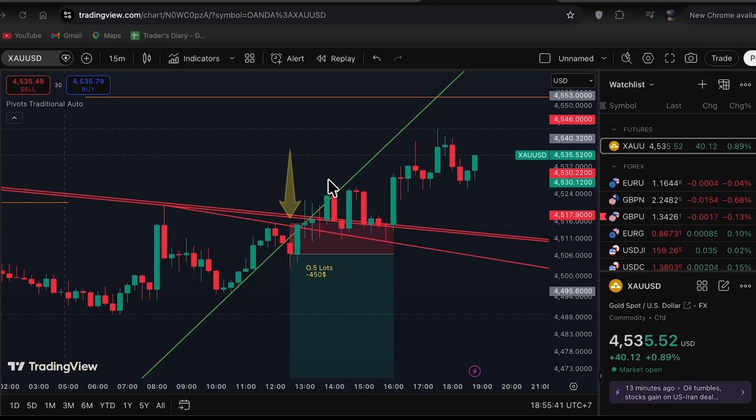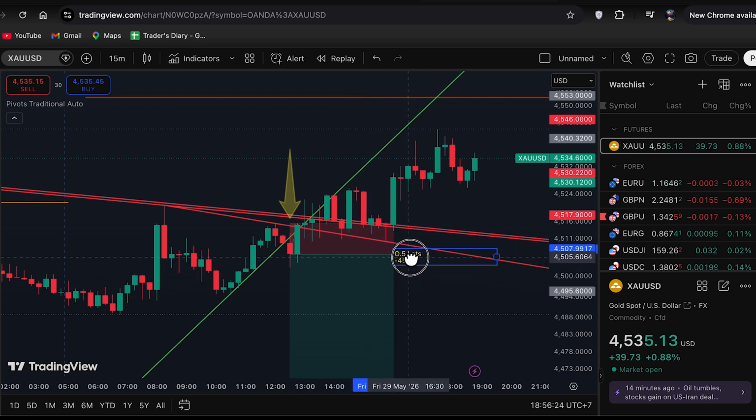Hey guys, the trade did not work, so I have entered at 12:30 Bangkok time on this candle right here. I had a selling signal following my strategy. So the green trend line, the price broke the green trend line and closed below. So I placed my trade right here, waiting for the 15 minutes candle to finish. I placed my stop loss above the red trend line, but the price turned immediately and I hit a stop loss.